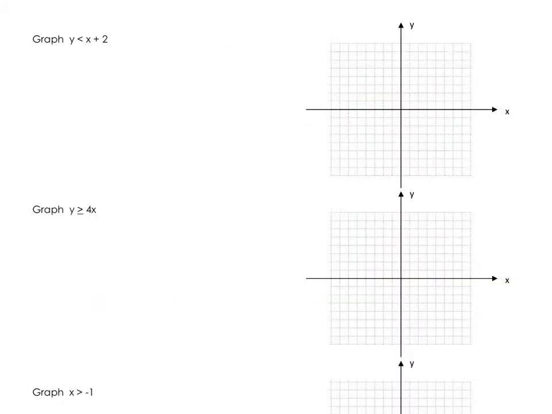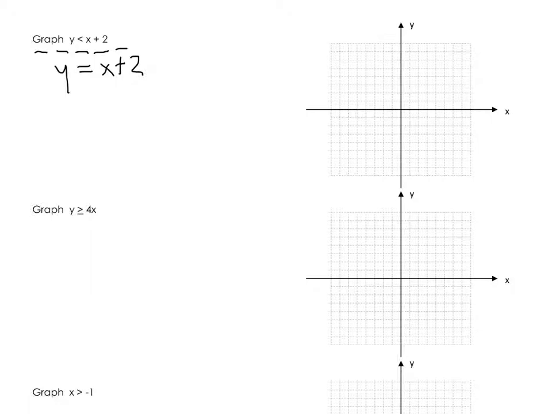So let's graph y is less than x plus 2. The first thing I do is I underline the problem with a broken line. If I know that needs a broken line, that reminds me that when I graph this line, I have to be careful and make sure it's broken or dashed. So my line that I'm going to graph is y equals x plus 2.